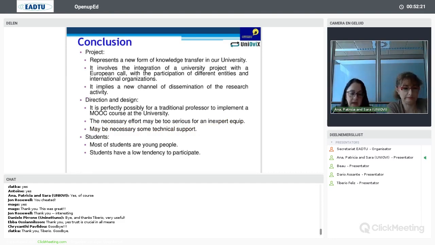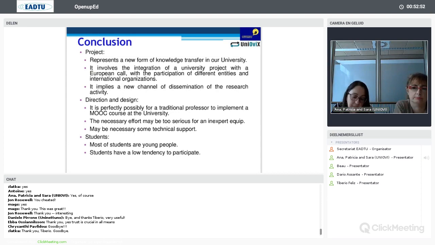In conclusion, with regard to the project, it has been achieved to respond to different strategic lines of the University of Oviedo. It represents an effort of knowledge transfer. It involves the integration of a university project with a European call with the participation of different entities and international organizations. It is developed with social agents in the Asturian, Spanish, and European field. It implies a new channel of dissemination of the research activity.